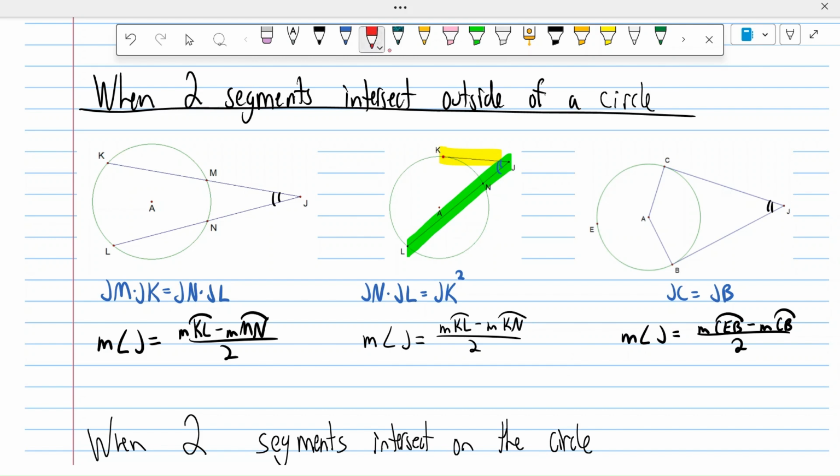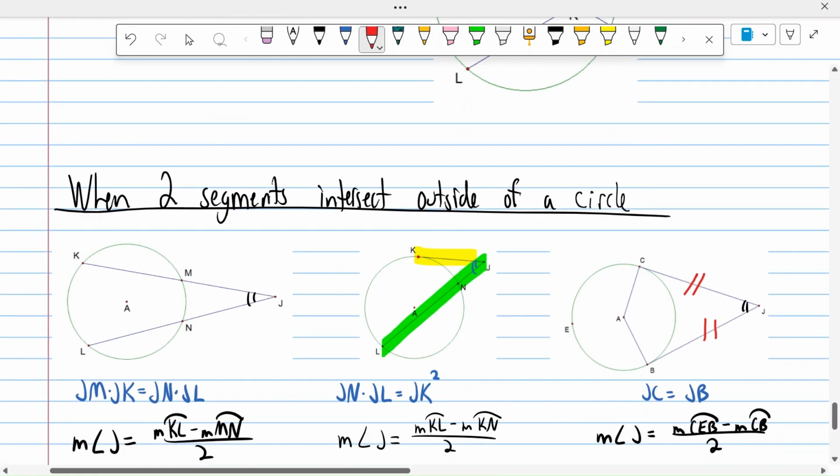JN times JL equals JK times JK, or JK squared. Big arc angle minus small arc angle divided by 2. Outside, we subtract and divide by 2. Last one, recall that from a point outside of this, those two tangent segments must be the same. So JC equals JB. And again, big arc angle minus small arc angle divided by 2. Outside, subtract and divide by 2.